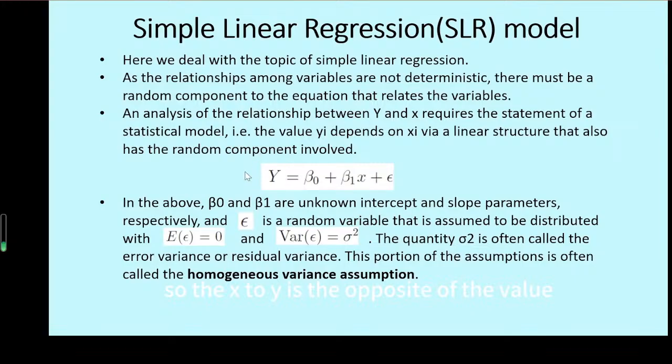So the actual y value equals beta 0 plus beta 1 times x, plus a random term. Here this random term epsilon is a random variable that is assumed to be distributed with mean 0 and variance sigma squared. And the variance sigma squared is the same for all values of x. So this is very important. We will show it later in the figure. This is called the homogeneous variance assumption for the linear regression model, say the simple linear regression SLR model.